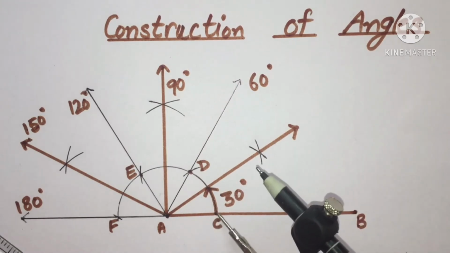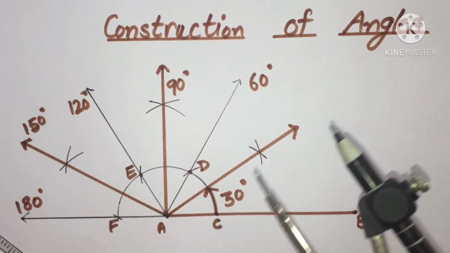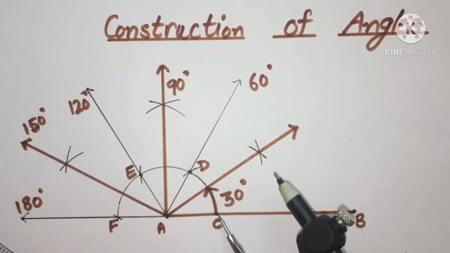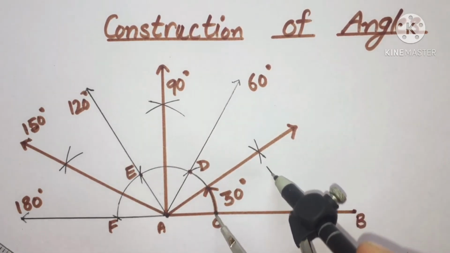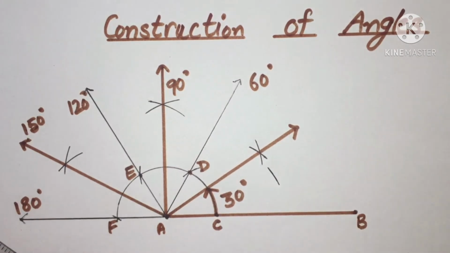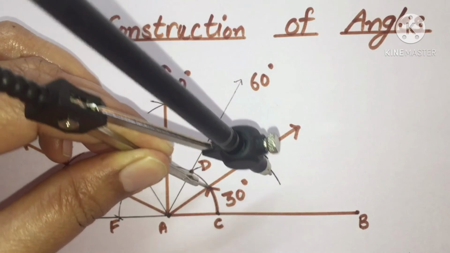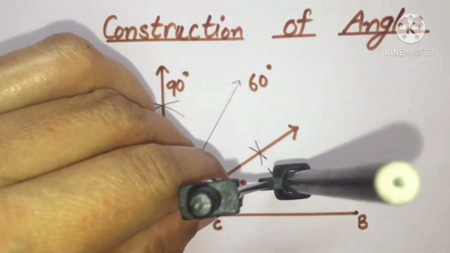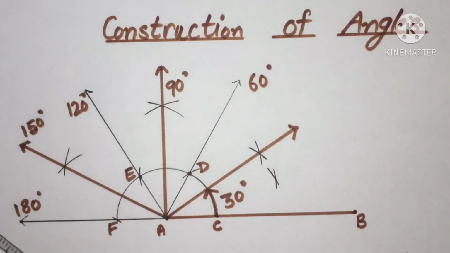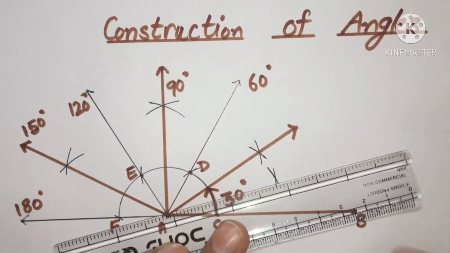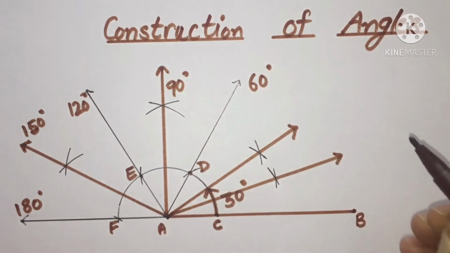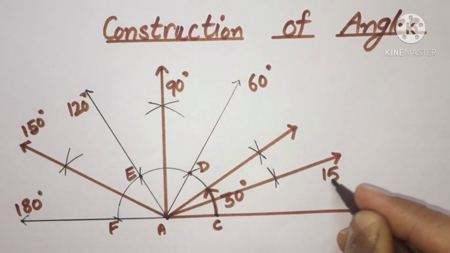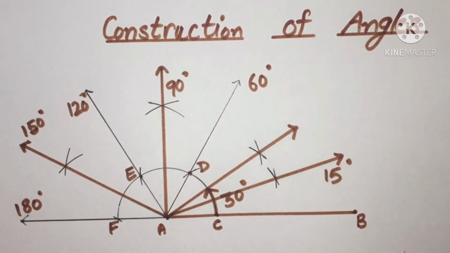Like if I want to bisect this 30-degree angle, again the same method we have to follow. I will put the compass again on the C point and draw an arc, then on the other end of this angle, and with the same width of the compass again I have to draw one more arc. Then we will join this intersection point. Now this line denotes a 15-degree angle. So with the help of the same method we can draw any angle.